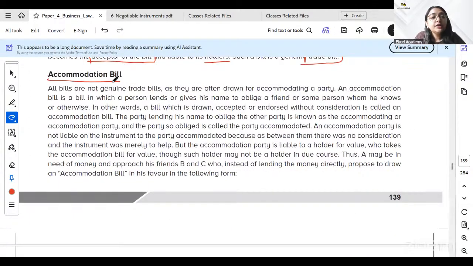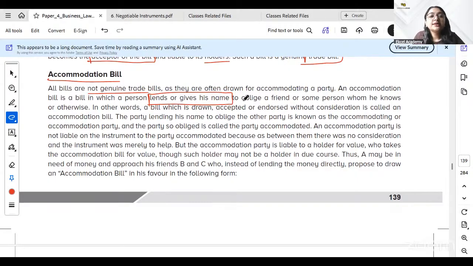An accommodation bill is a bill which is drawn wherein there is no genuine transaction between the two people. So there are no genuine trade bills, but what happens to protect the honor of a person? How does it work? It is a bill in which a person lends or gives his name. Very, very important, lends or gives his name. We understood this example in our previous class.